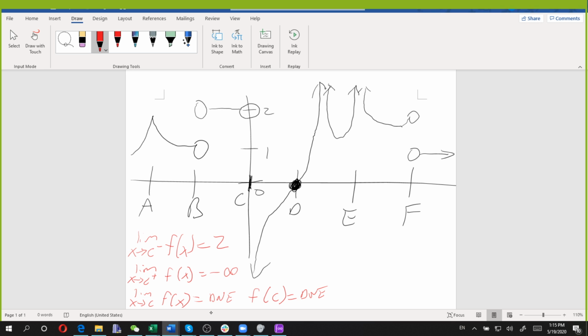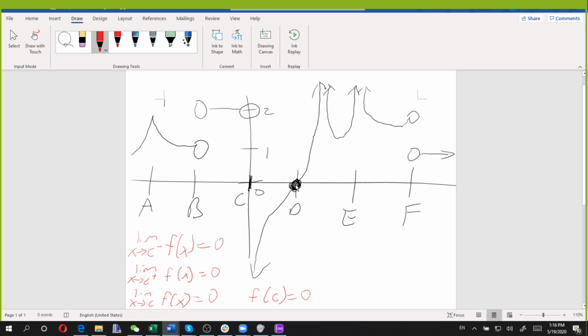Kenichi, can you see? Yes. Okay. At point D, what's my limit from the left? 0. Limit from the right? 0. In general? 0. And when you plug it in? 0. Okay. I need to go back so I wasn't defining these, but is point D continuous, removable, or non-removable?